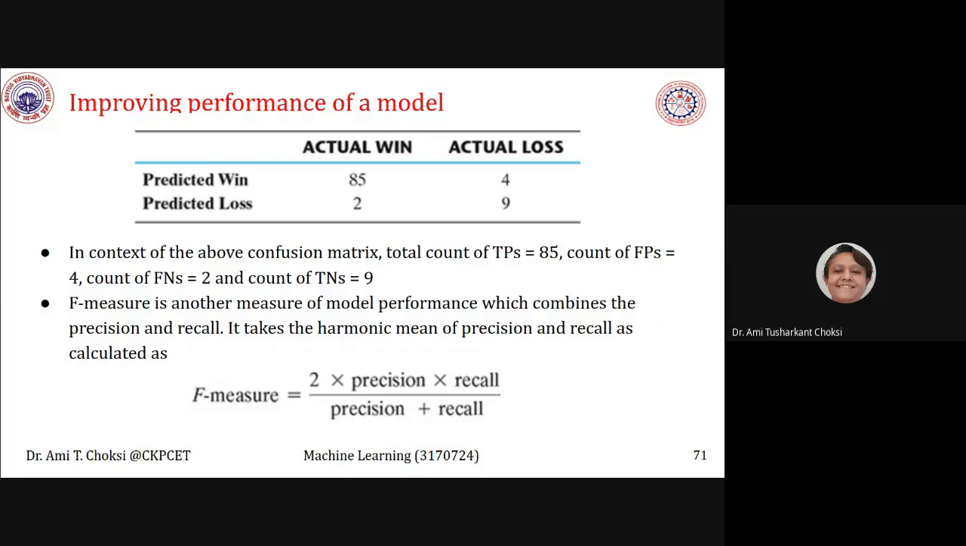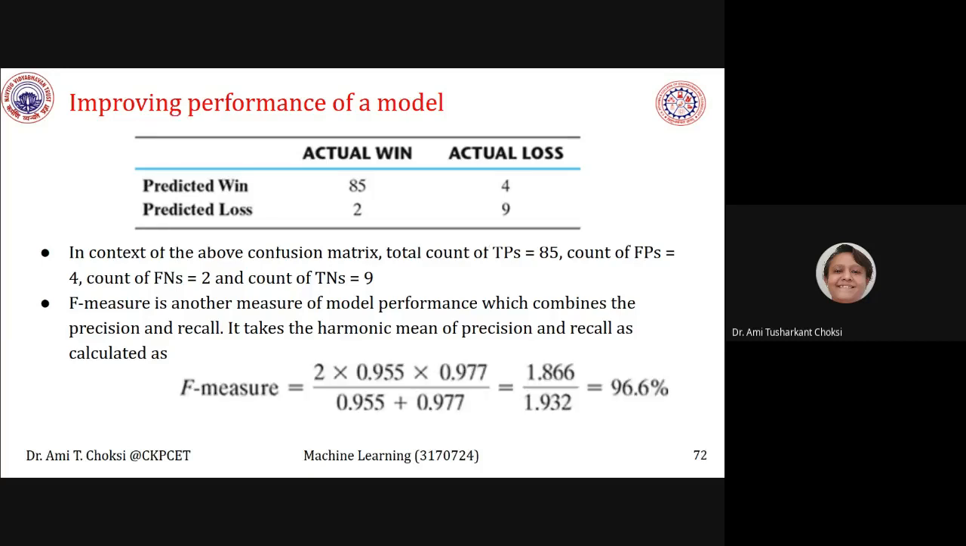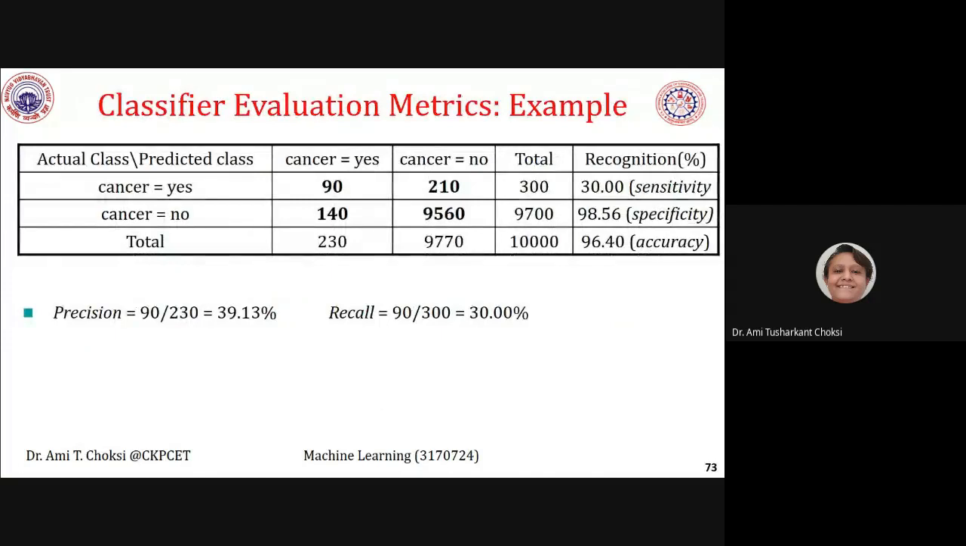F measure. It is the measure which combines the precision and recall. It takes the harmonic mean of precision and recall calculated as 2 multiplied by precision into recall upon precision plus recall. So we can find the value and that comes out to be 96.6.